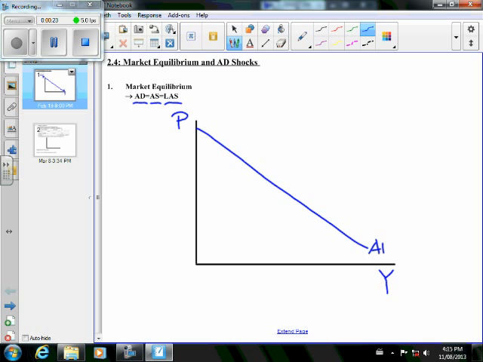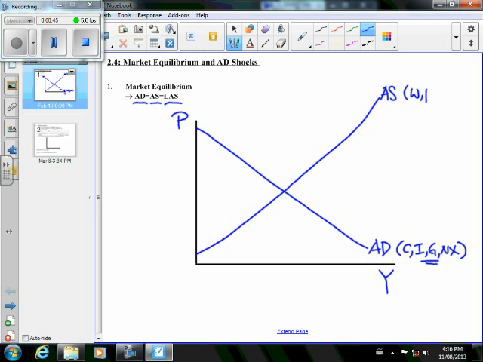Aggregate demand. Remember, consumption, investments, government expenditure, net exports. Any one of these would change, would shift the aggregate demand. Short-run aggregate supply. Any changes in input prices, for example, wages, the price of crude oil, and other inputs will shift the aggregate supply.